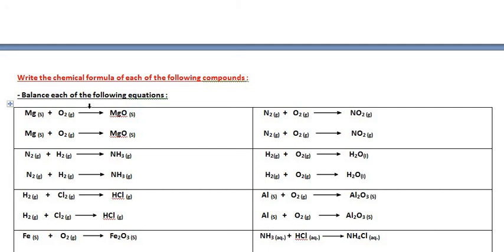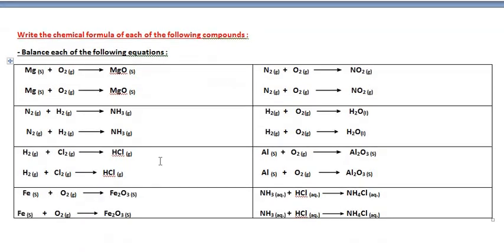So what is meant by equation? It is expressing the chemical reaction briefly by using formulas and symbols. This is the definition of equation. The equation must be balanced. What is the meaning of balancing chemical equations? Balancing chemical equation means that the number of atoms entering in the reactants are equal to the number of atoms produced from the reactants, from the reaction.